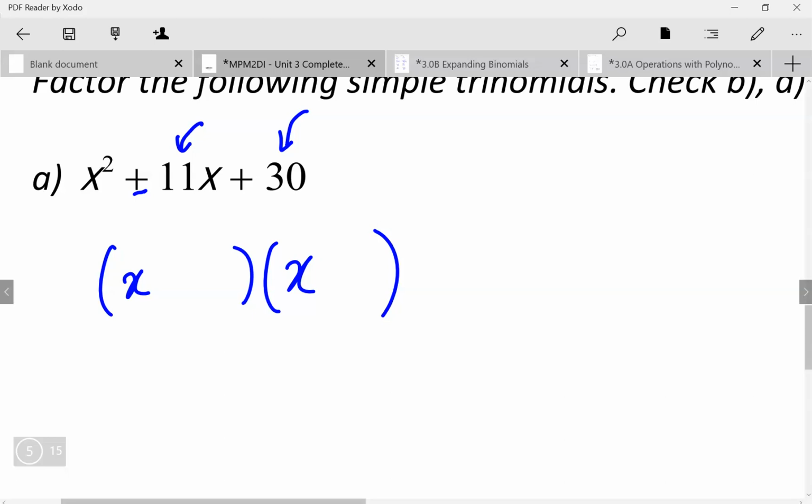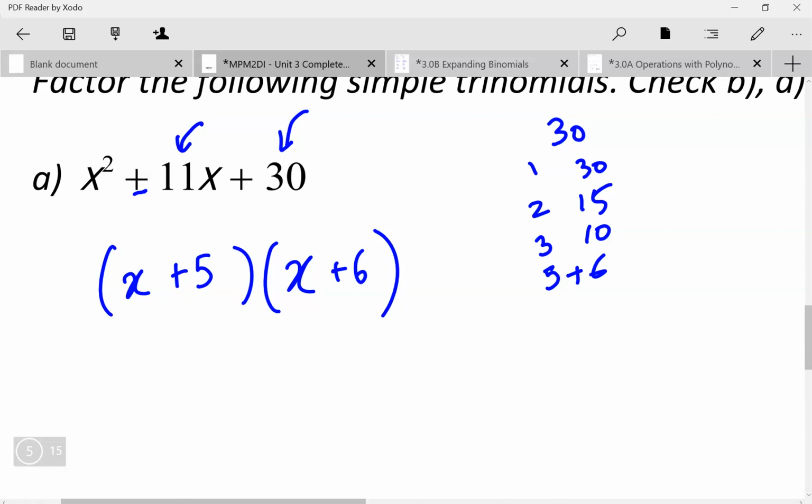The easiest, if you want to go the brute force method, is always start with the multiplication. Whichever way you're doing it, I recommend looking for the two numbers that multiply to 30 first and see which pair add to 11. So if you want to do 30, you start with 1 and 30. Those don't add to 11. 2 and 15 don't add to 11. 3 and 10 don't add to 11. 4 doesn't go into 30. 5 and 6. 5 plus 6 gives us 11. So plus 5 plus 6, because the two numbers are positive 5 and positive 6.